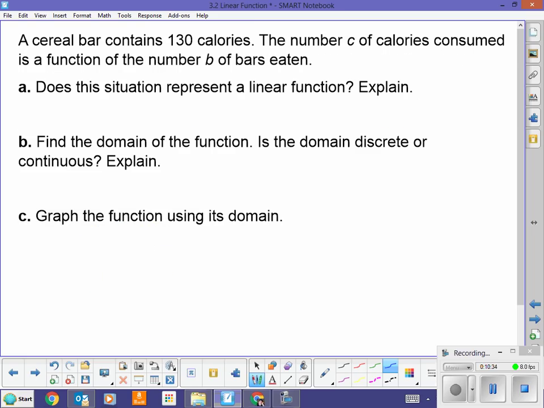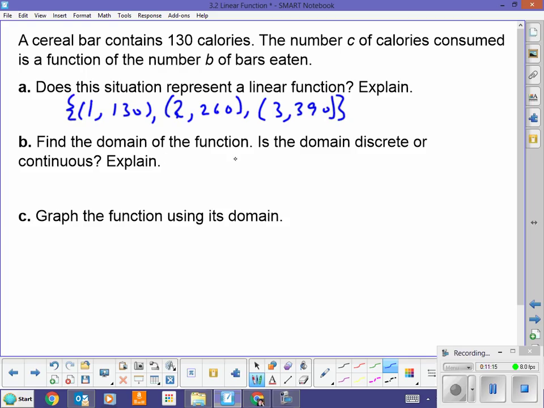Last example here, a cereal bar contains 130 calories. The number of calories C consumed is a function of the number of bars B eaten. Does this situation represent a linear function? Well, sure, because the rate of change is constant. 1 bar, 130 calories. 2 bars, 260 calories. 3 bars, 390 calories. So this is linear. I have a constant rate of change.